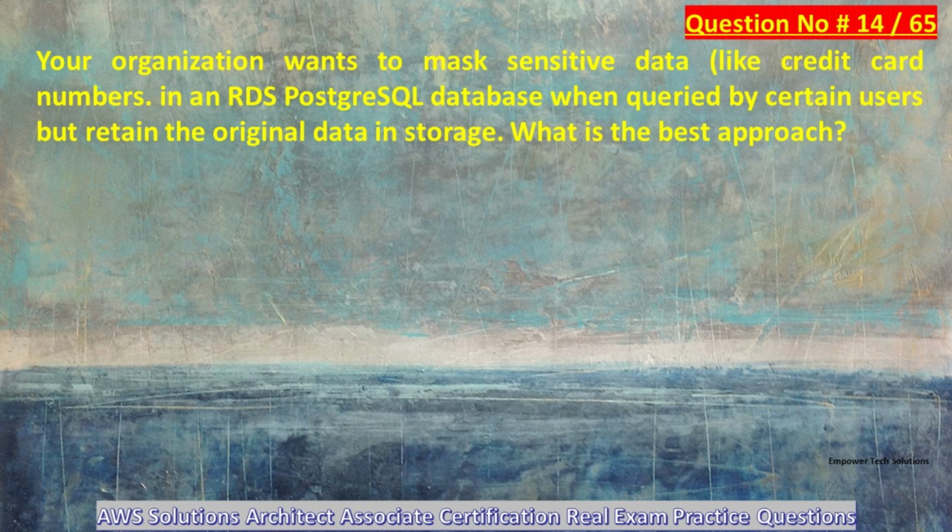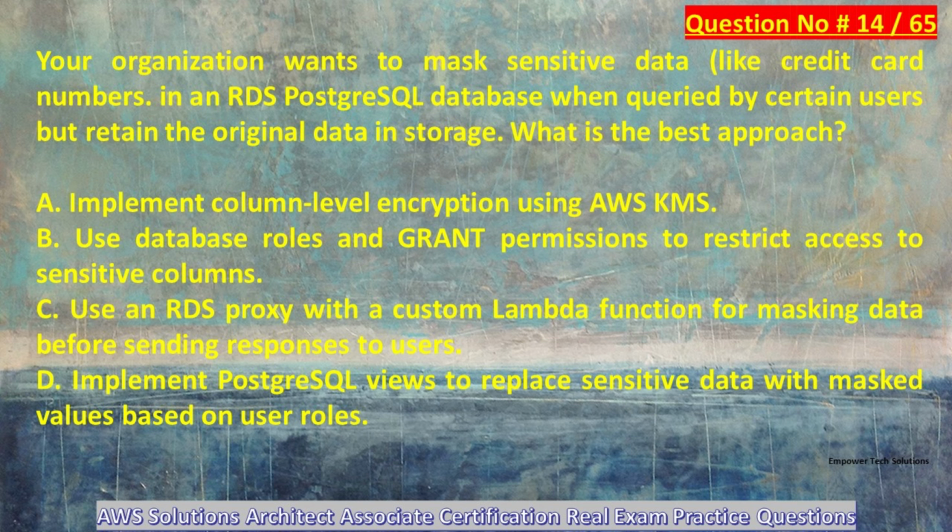Your organization wants to mask sensitive data, like credit card numbers, in an RDS PostgreSQL database when queried by certain users, but retain the original data in storage. What is the best approach? A. Implement column-level encryption using AWS KMS.